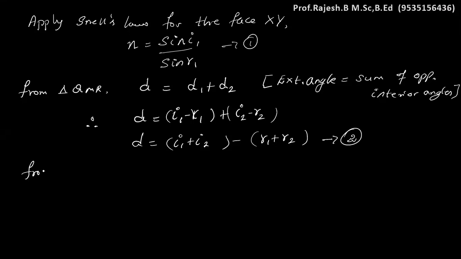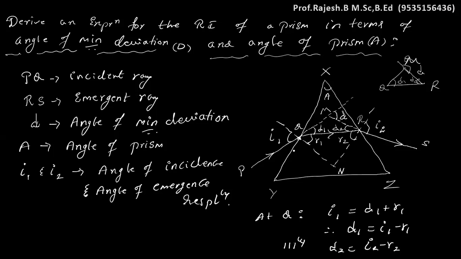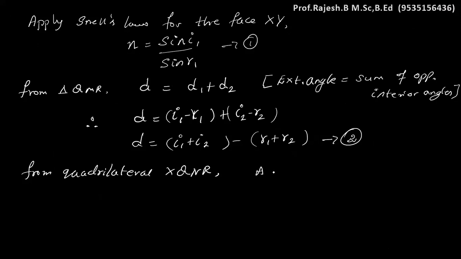Now from the quadrilateral XQNR, observe the quadrilateral there. The quadrilateral property is that the sum of opposite angles should be 180 degrees. So the sum of the opposite angles, I can write here, angle A plus angle N should be 180 degrees. Call this equation 3.